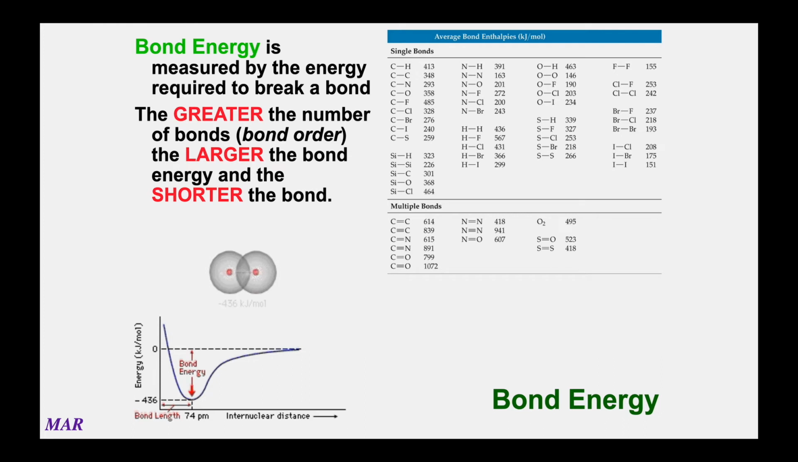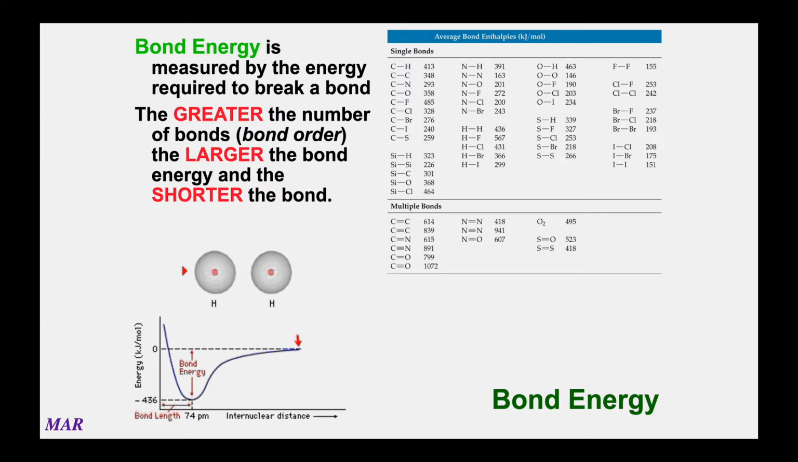The energy of a bond indicates its strength and is measured as the energy required to break the bond. This table in the upper right shows the energies required to break those types of bonds. If you start in the upper left, a C-H single bond has 413 kilojoules per mole to break, a carbon-carbon single bond 348, and so on. That's kind of interesting, but notice how you can make some connections.